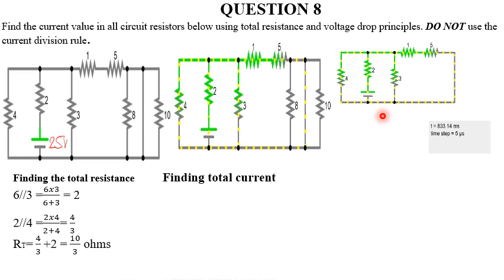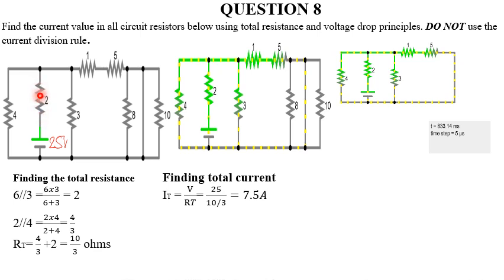After finding our total resistance, we need to find our total current. The voltage they gave us was 25 volts, so we simply use Ohm's law. V equals IR, so the total current I_T is V over R_T. That is 25 over 10/3, which gives us 7.5 amps. So 7.5 amps flows through here, and from our simulation, when we brought our cursor here, it showed 7.5 amps.